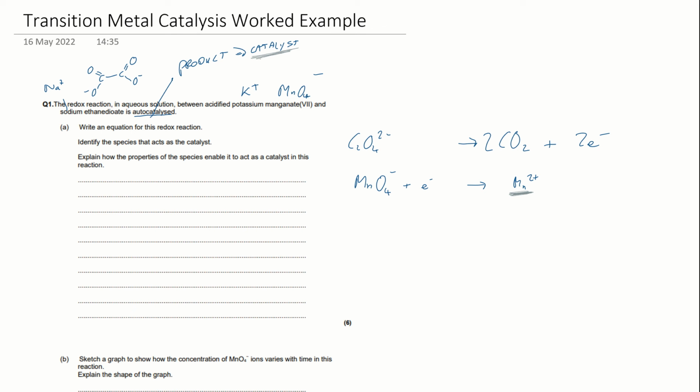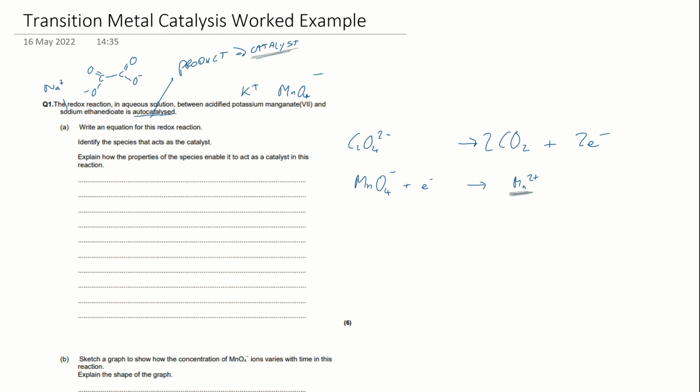So we've got an equation for the redox reaction. What we can do is add these together, and once we've made the full half equations, identify the species that acts as the catalyst. It's the Mn2+. You're looking for a product that's a transition metal ion, and that'll be the catalyst. It's really unlikely that you have more than one to choose from, but if you ever did, go with your gut instinct. Go with one that you recognise. Explain how the properties of the species enable it to act as a catalyst in this reaction.